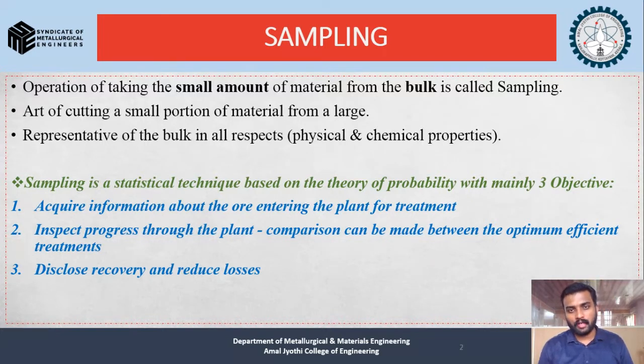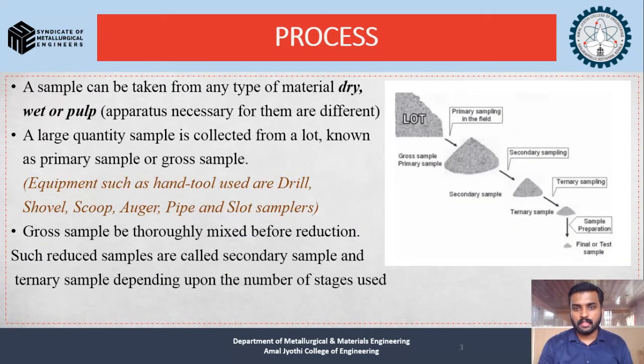So before going to a treatment plant, the ore should undergo sampling in order to find the physical and chemical properties. So moving on to the process. What is the process we normally follow for a sampling operation? A sample can be taken from any type of material, like dry, wet or pulp. That means in every industrial mineral operation, either the initial product will be in a dry form or in a wet form. So sampling can be done in either case, but the apparatus will be different for each process.